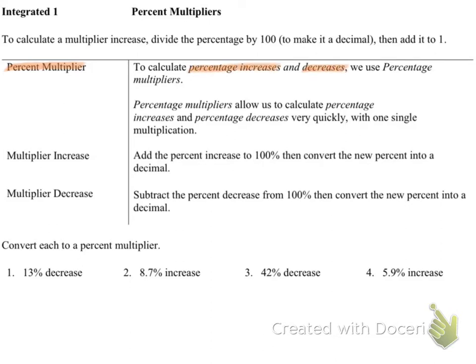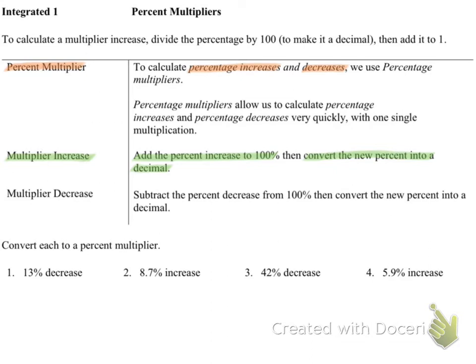All right, so they allow us to calculate very quickly with one single multiplication. All right, let's take a look at the two different types. We have a multiplier increase. We're going to add the percent increase to 100. So we're always going to start with 100%. If it is an increase, we're going to add it to 100%. Then we're going to convert the new percent into a decimal.